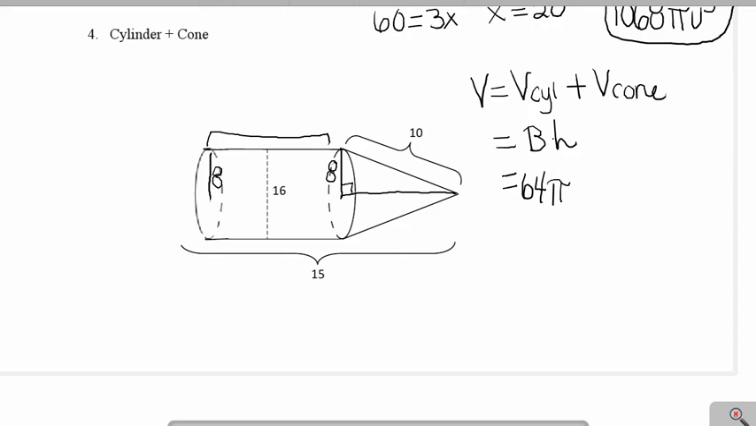Before I can find the height of the cylinder, I need to find the height of my cone. And I notice this is a triple. If I have 8 and 10, the height of my cone must be 6 because it is a 3, 4, 5 triple. Since this piece here, from here to here, is equal to 6, and this whole thing is 15, then I would subtract these two numbers to get the height of my cylinder, which is 9. So I'm going to go ahead and multiply that by 9 to get my final answer for the volume of the cylinder.